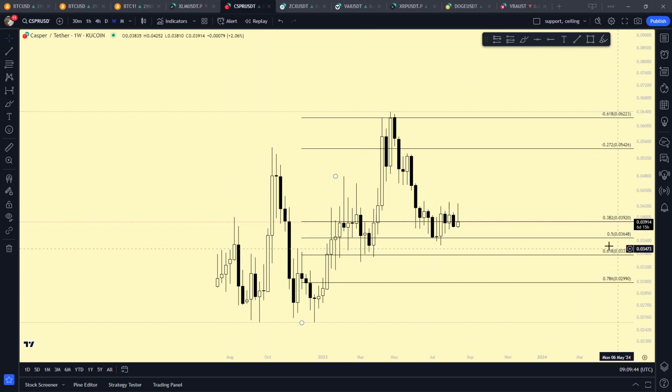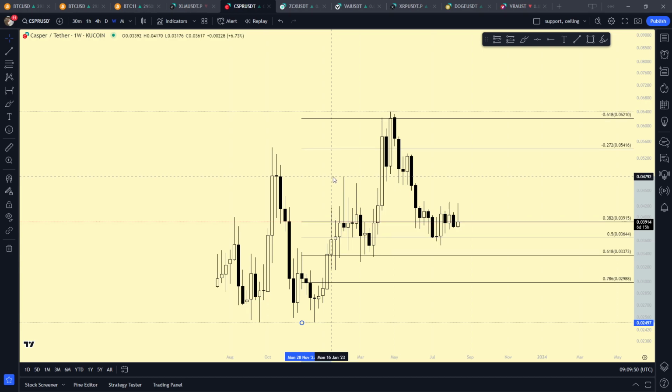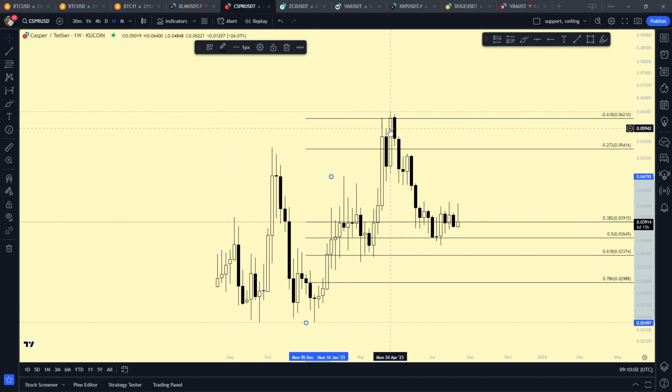The 6,118 is the strongest level. You see how beautiful these wicks are actually testing. Let's be very precise here. You see how almost all these wicks are actually testing this zone, right? So then we can actually expect a big move up again.